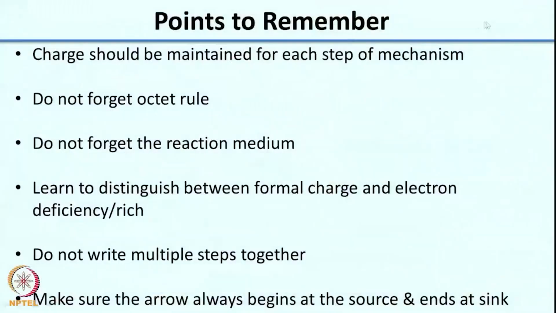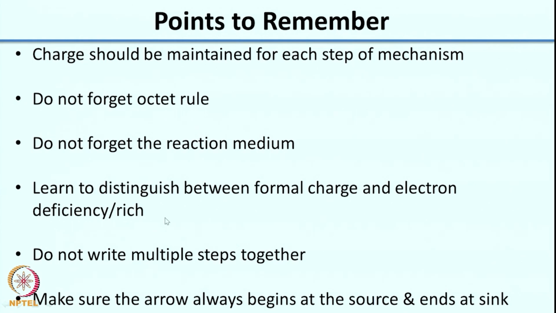And again as you see in the previous case, I have maintained the medium as acidic and also the net charge has been balanced. So these are some points that you need to remember when you write a reaction mechanism. Charge has to be maintained for each step of the mechanism. So I emphasize this in all the 3 mechanisms that we wrote so far. The other thing is, do not forget the octet rule, that is very basic. So you cannot have more than the allowed number of bonds at a particular atom. Do not forget the reaction medium, as I told you: acidic medium will not have OH minus and basic medium will not have H plus.